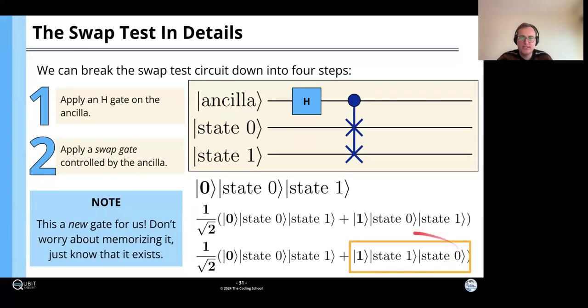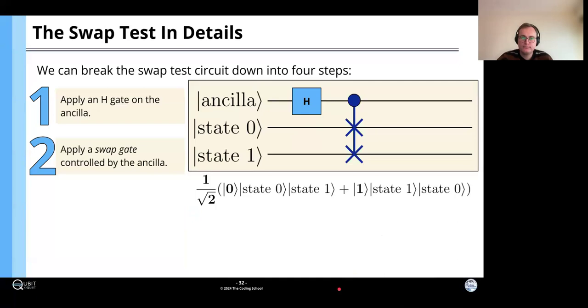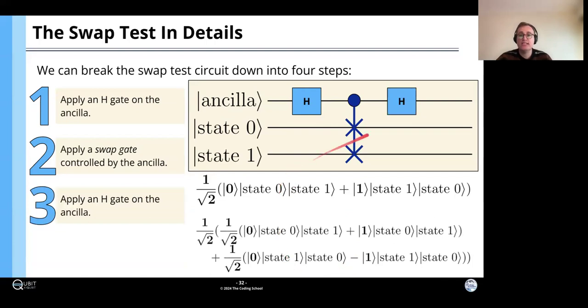Very importantly, notice that this has changed. So now we've just rewritten the state up here. This is what we have so far. Now what we do is we apply an H gate on the ancilla again. We just kind of, in some sense, try to undo it.